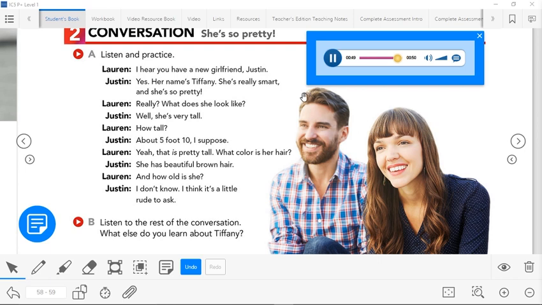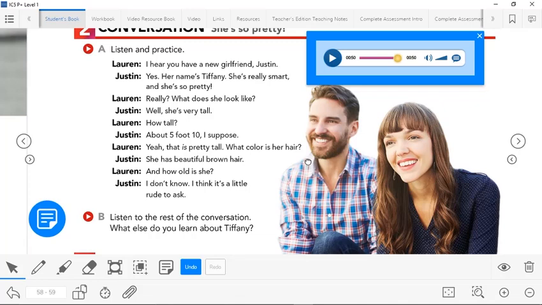Okay, very interesting. You see, he was describing his girlfriend, so he was giving a lot of details. Like, she asked, what does she look like? Oh, she's pretty tall. She's about 5'10". She has beautiful brown hair, and she asked for her age: how old is she? Let's listen to the rest of the conversation and then tell what else did you learn about Tiffany. Okay, let's listen.